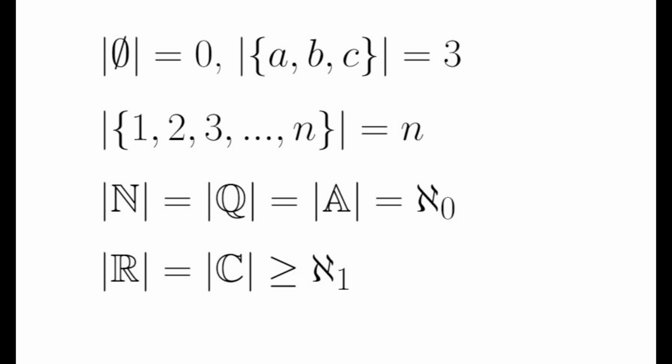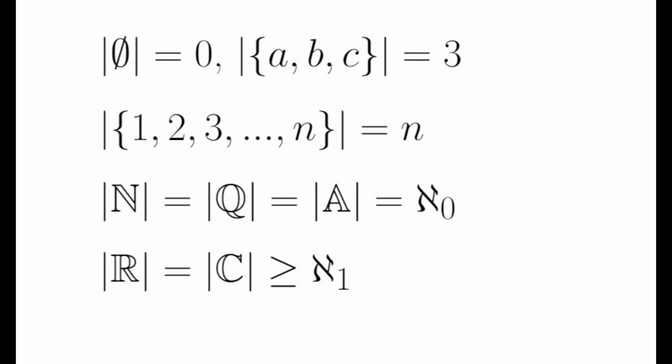These are the alephs. The first infinite cardinal is aleph null. This is the cardinality or size of any countably infinite set. Therefore, sets like N, the natural numbers, Q, the rational numbers, and A, the algebraic numbers, all have cardinality aleph null. Then we have aleph 1, which is the smallest uncountable cardinal, and the infinities keep getting higher from there.